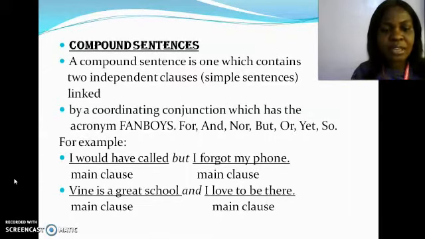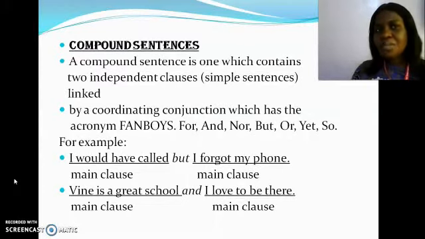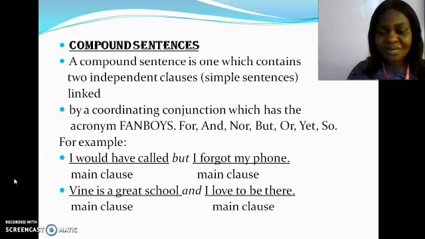So we have examples like, number 1, Vine is a great school and I love to be there. Vine is a great school. Simple sentence. I love to be there. Simple sentence. One idea, remember. Linked together by the coordinating conjunction and. So I have Vine is a great school and I love to be there.